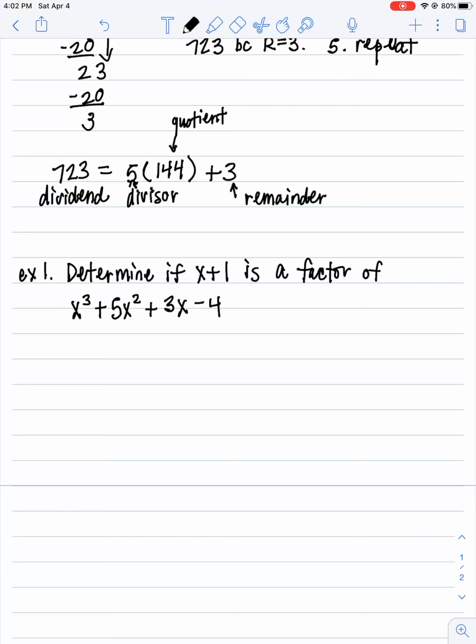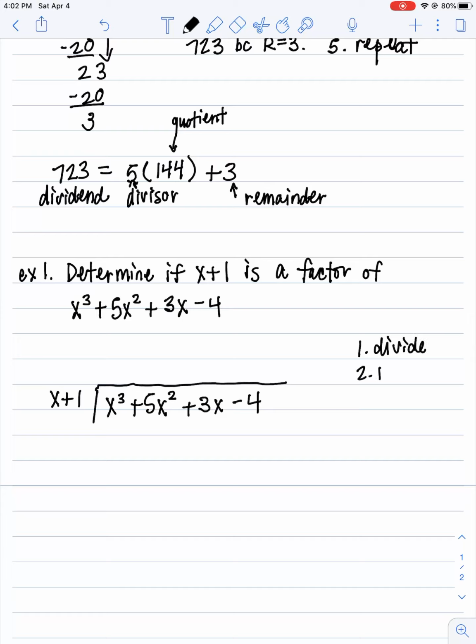If you remember what I just said, in order to be a factor, that means when you divide, you get a remainder of 0. So we are simply going to take x plus 1 and divide it into that long polynomial. So we've got x cubed plus 5x squared plus 3x minus 4. As weird as this sounds, we can do it, okay? And if you remember that process, let me write it down again. It was divide, multiply.